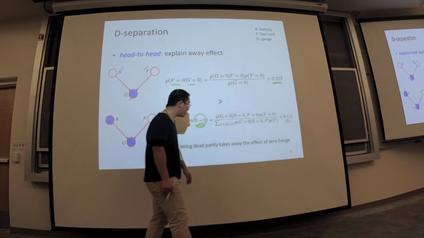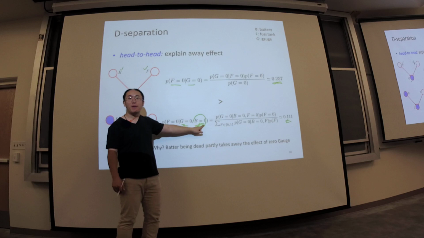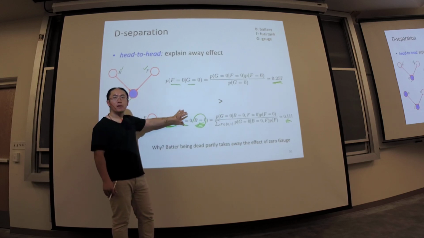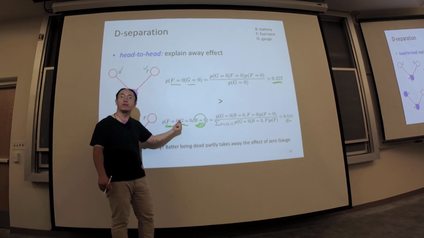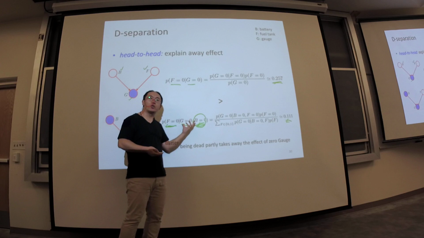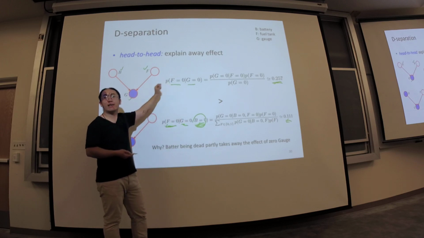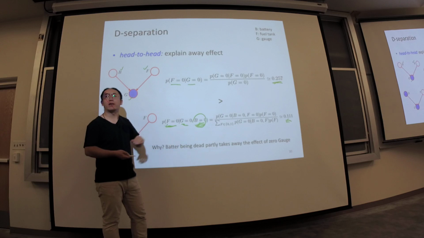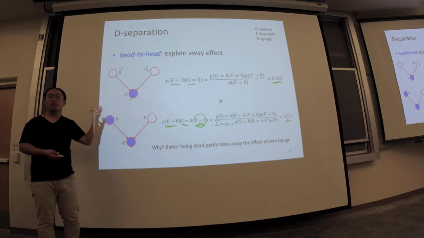The reason is that the observation of a dead battery deprives the 0 gauge reading of some explanation power. That's reasonable, because you can imagine that now that my battery is dead, I cannot trust my electrical gauge reading. So even if I have a 0 gauge reading, I don't believe it is strong proof showing that your actual fuel tank is empty. That's why it's called the explain-away effect. Does it make sense? And this is also what the head-to-head structure reflects.